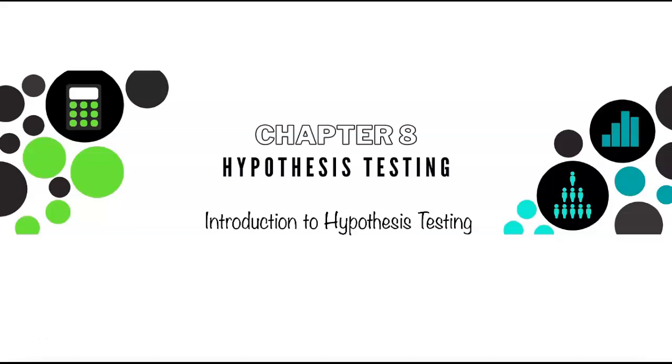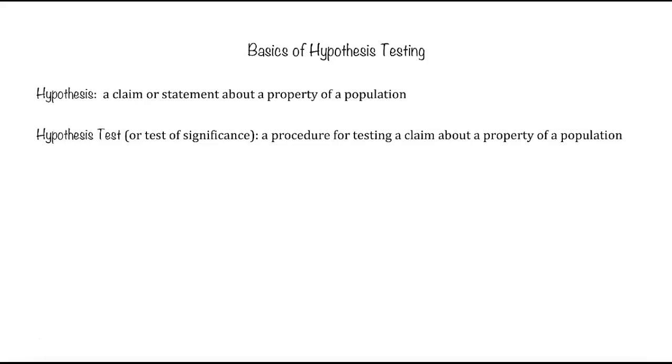In this lecture video, we'll be going over some of the basics of hypothesis testing. The most basic element of a hypothesis test is the hypothesis, which is a claim or statement about a property of a population. A hypothesis test, then, or test of significance, is a procedure for testing that claim about that property of a population.